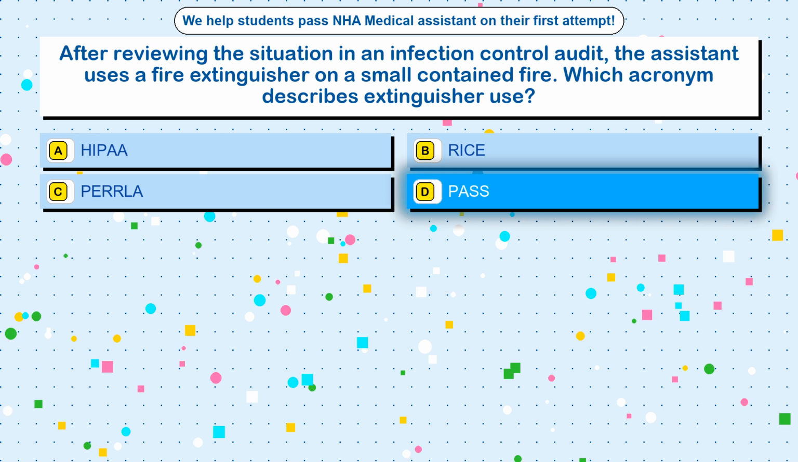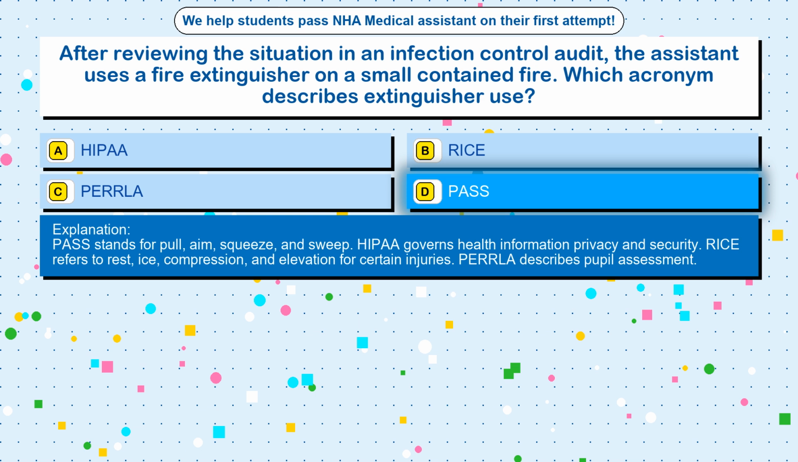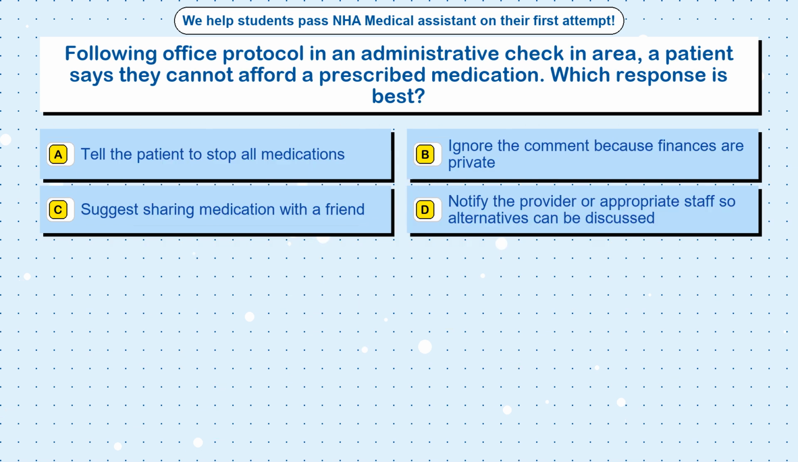The correct answer is option D, PASS. PASS stands for pull, aim, squeeze, and sweep. HIPAA governs health information privacy and security. RICE refers to rest, ice, compression, and elevation for certain injuries. PERLA describes pupil assessment.